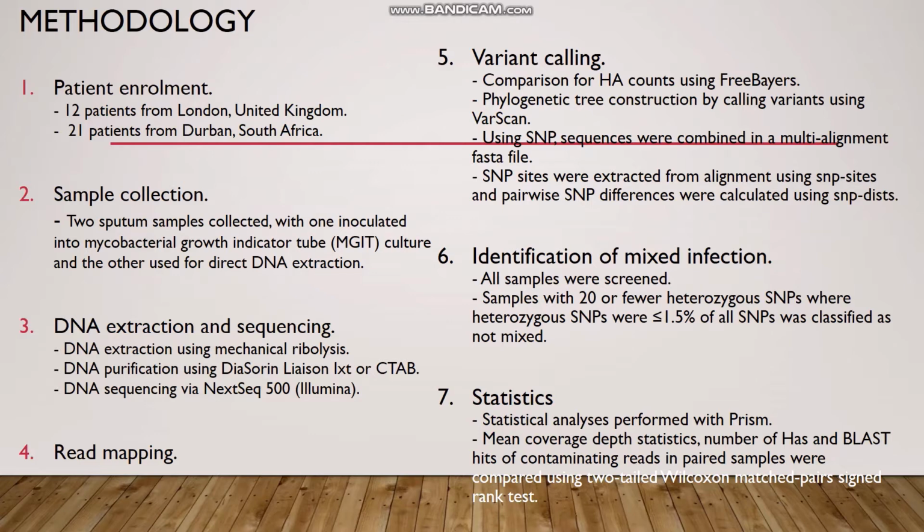Variant calling is then conducted to construct a phylogenetic tree. Single nucleotide polymorphisms were used to combine sequences in a multi-alignment FASTA file. Identification of mixed infection is done by screening all samples, where samples with 20 or fewer heterozygous SNPs, where heterozygous SNPs were less than 1.5% of all SNPs, were classified as not mixed. Statistical analysis was then performed using PRISM. Mean coverage depth statistics, number of heterozygous alleles, and blast hits of contaminating reads in paired samples were compared using a two-tailed Wilcoxon matched-pairs signed rank test.